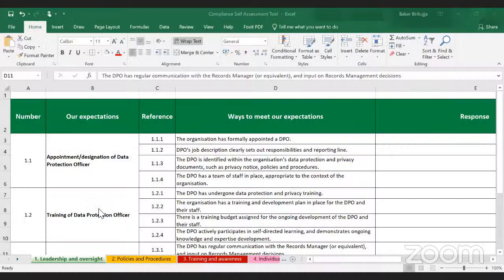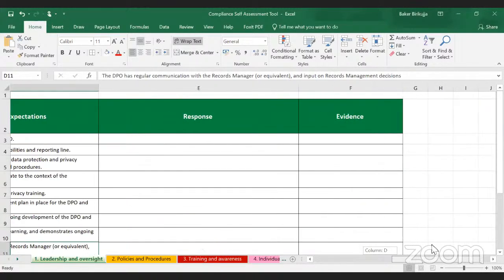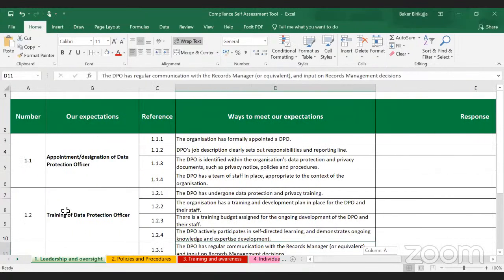So this Excel sheet will help you. Whether we've come in to audit you or not, you should go ahead and use it so that now you know exactly what we want. As you see there, it has a number of areas. It has what our expectations are, ways you can meet those expectations, and then having a response, and then an action on or evidence.